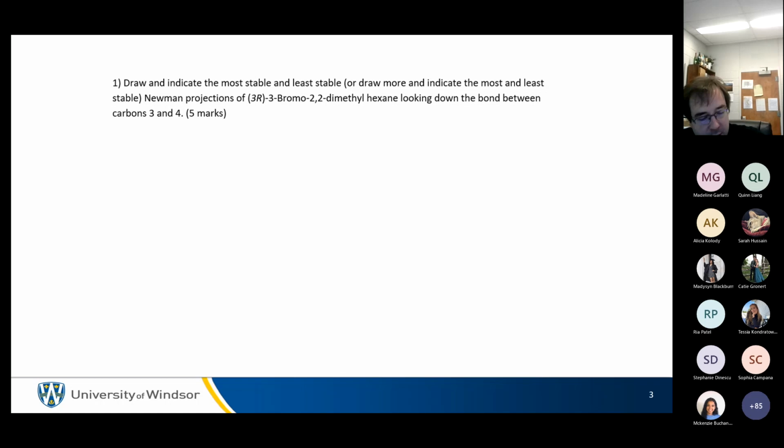Okay, so this question says draw and indicate. This is a good question. Draw and indicate the most and least stable Newman projections of 3R, 3-bromo, 2,2-dimethylhexane, looking down the bond between carbons 3 and 4.